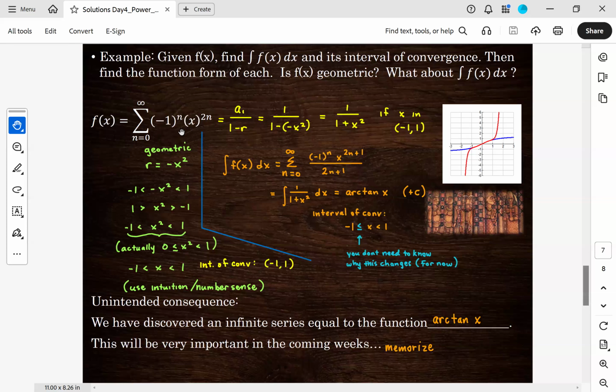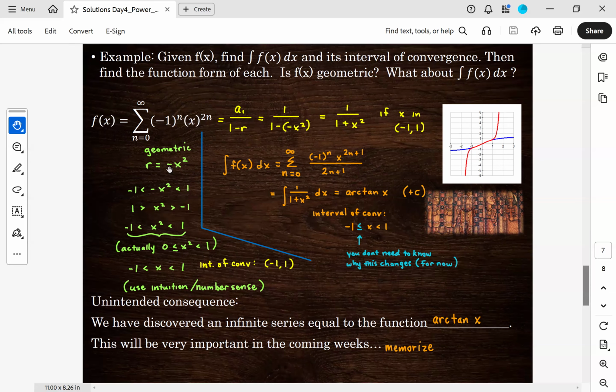Okay, I'm going to do a lot of the same analysis we've been doing. It is going to be geometric. Write out some terms if you need convincing. The r value, no surprise. I see negative 1 to a power of n. I see what's really x squared to a power of n.